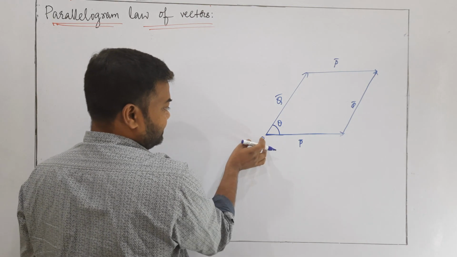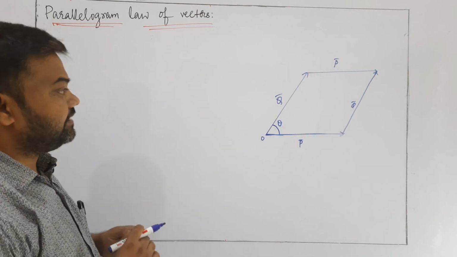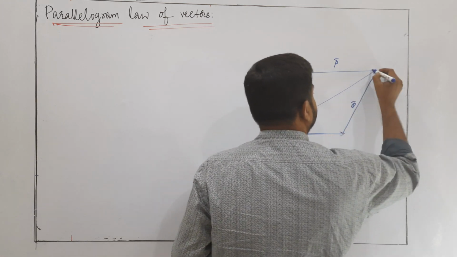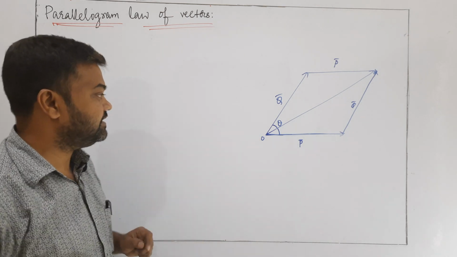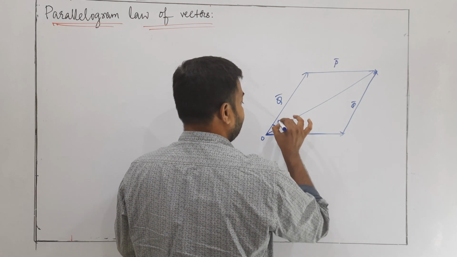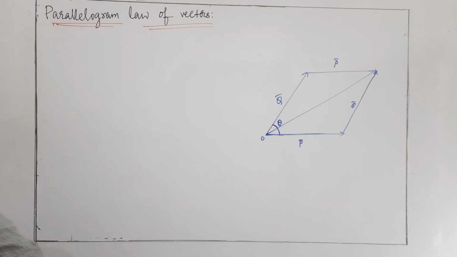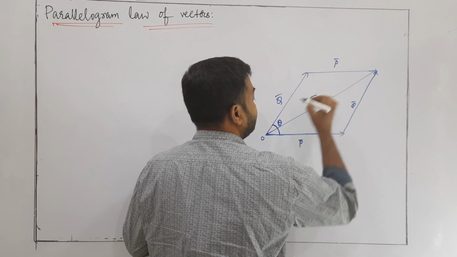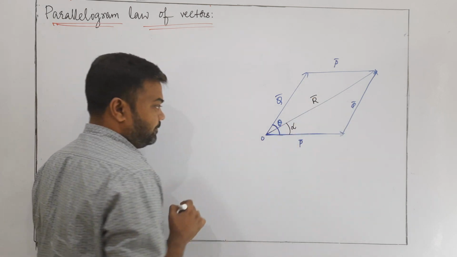These two vectors are acting at one point and these two are adjacent sides of a parallelogram. Then if you want to find out the resultant, the resultant is the diagonal passing through the same point. You know that this angle is theta. This one we are calling resultant R bar, and this angle we are calling the resultant angle.